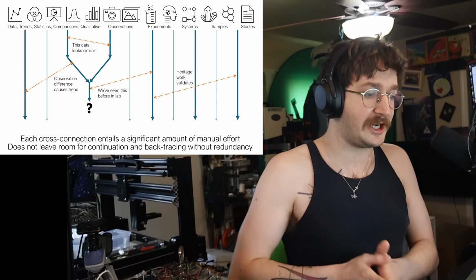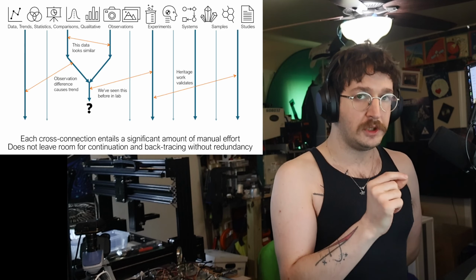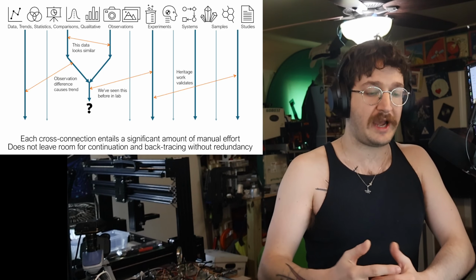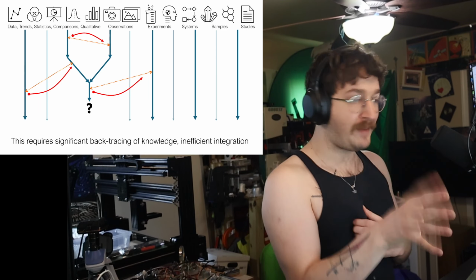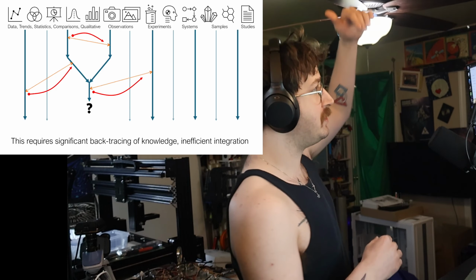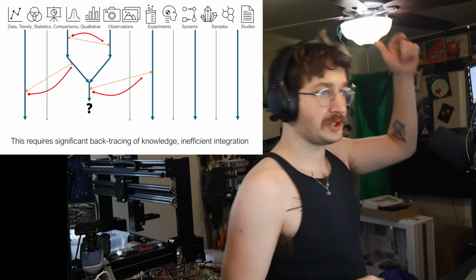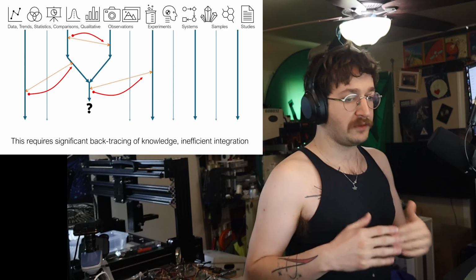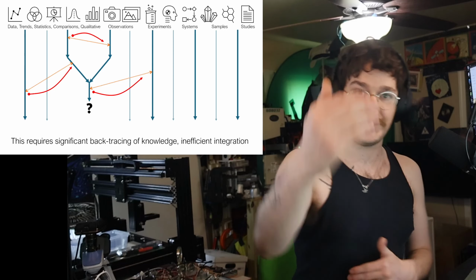So each of these cross connections entails a significant amount of manual effort, and it doesn't really leave room for continuation and backtracing unless you're going to have redundancy. You're going to have repeated efforts, right? So it requires a lot of backtracing of knowledge, and this is inefficient integration. You can think of it as, okay, once we reach this point, well, now we're going back to confirm it at this stage in the line of logic, right? Sometimes it's forward tracing in that you find a data set or a piece of evidence that helps you along in the process, but you can't exactly skip connection, right?